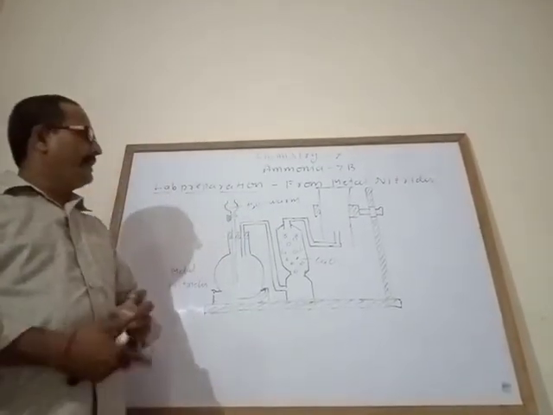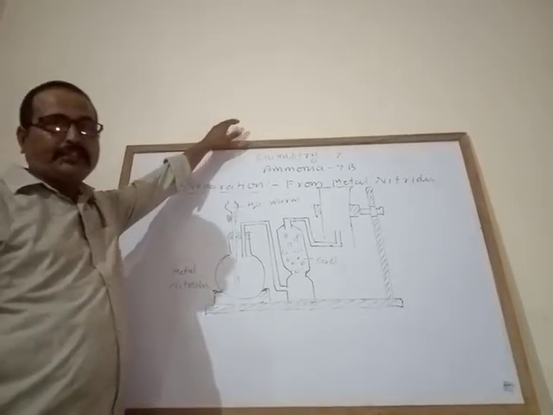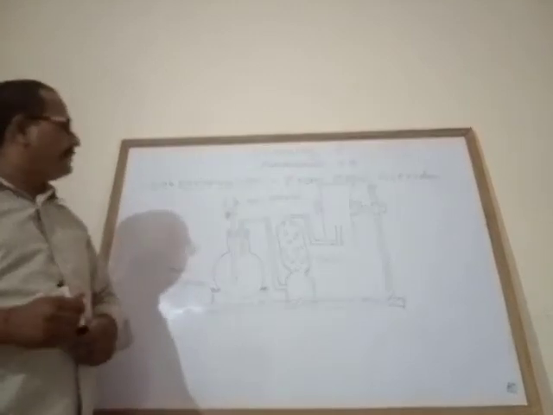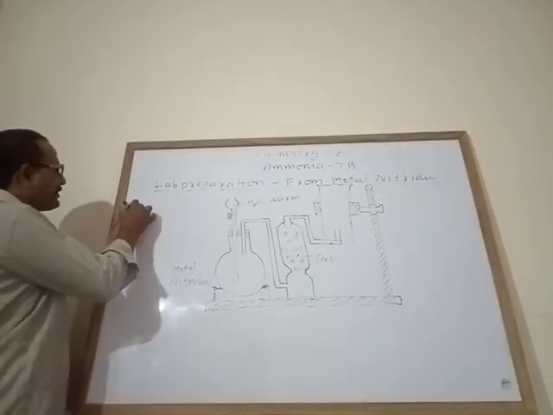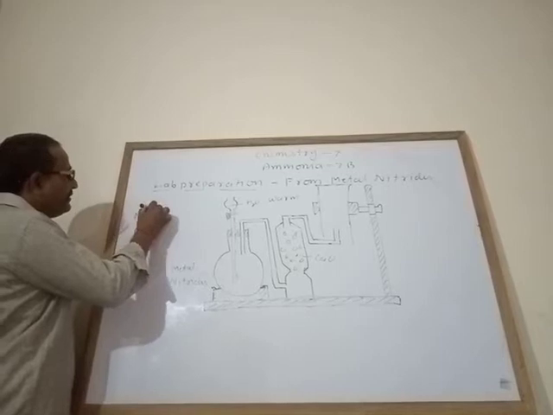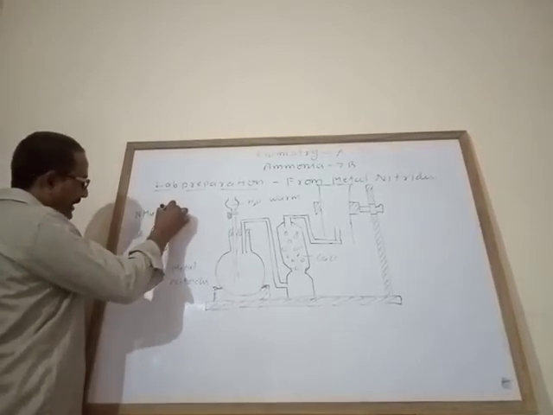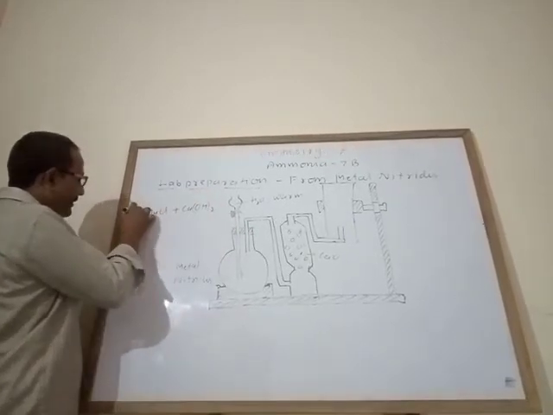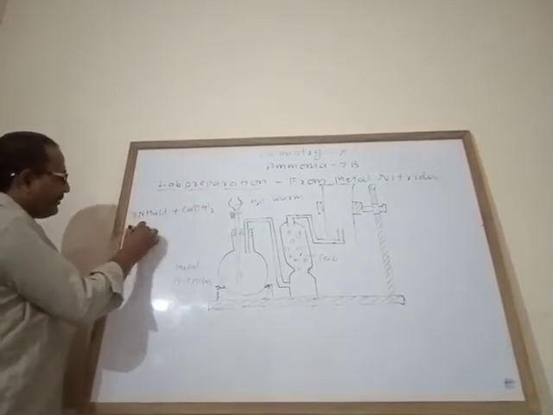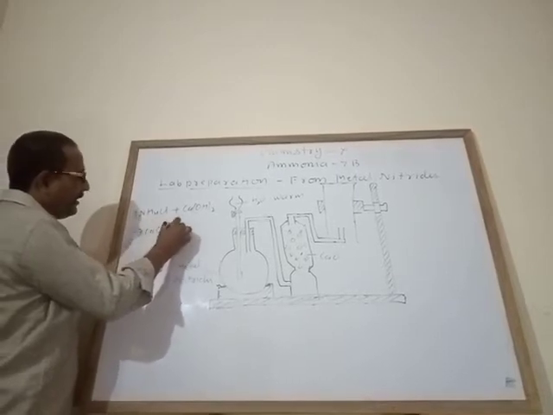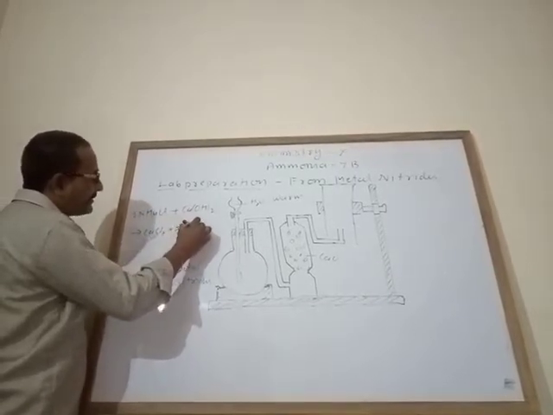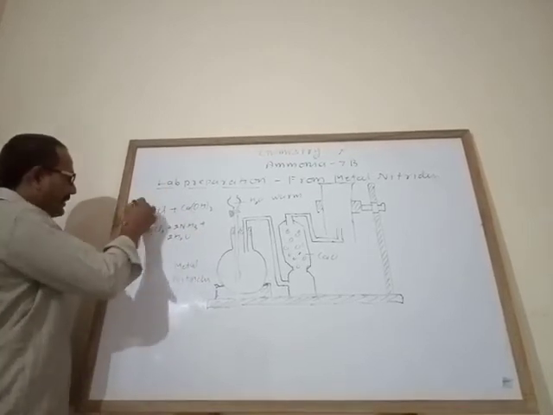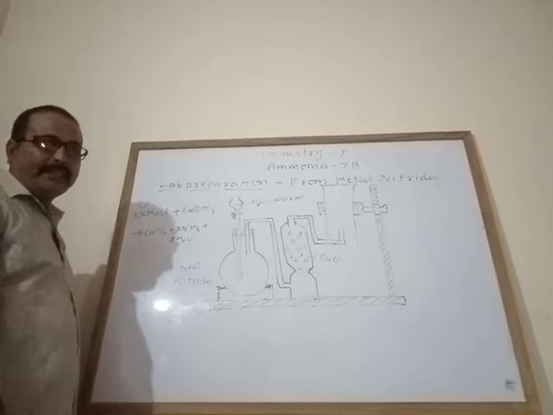I have explained the laboratory preparation of ammonia. In that, I explained ammonia can be prepared by the action of ammonium chloride with slaked lime, calcium hydroxide. When it reacts, it forms calcium chloride, ammonia gas, and water, 2H2O. That was the lab preparation of ammonia.